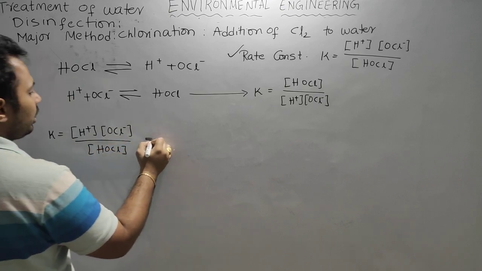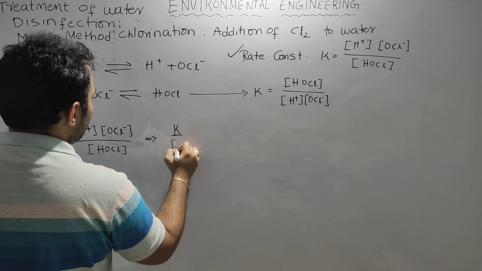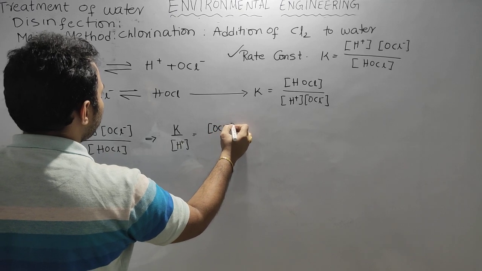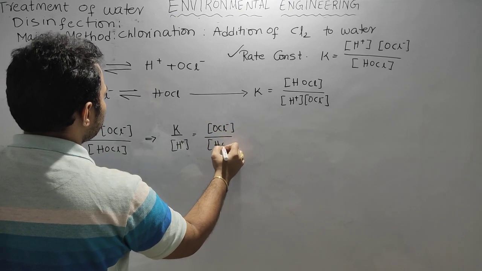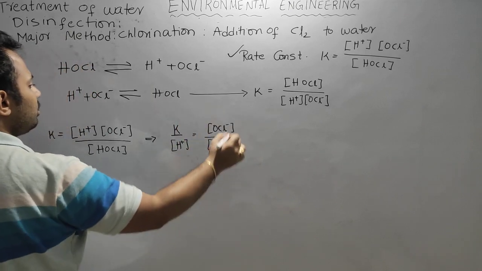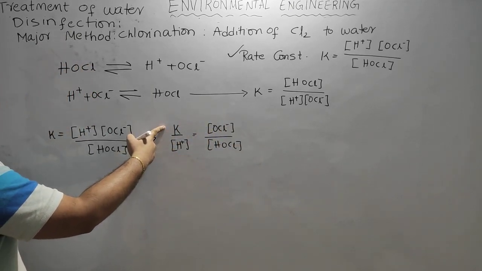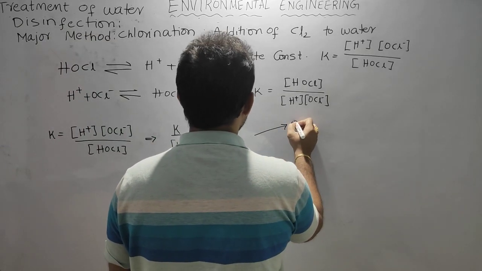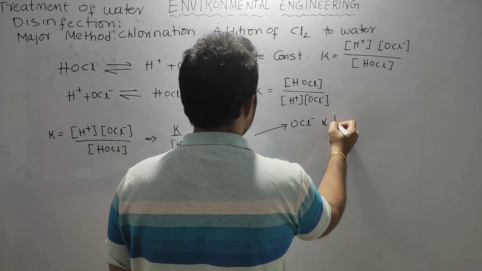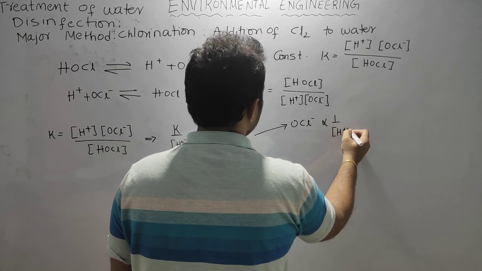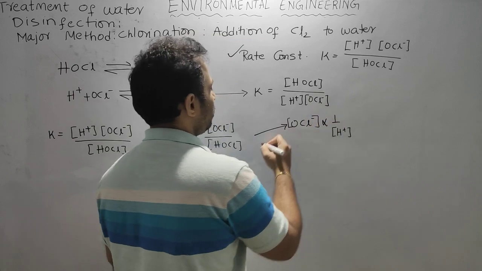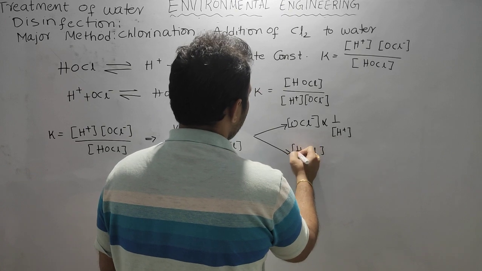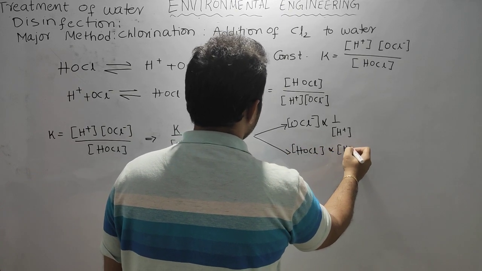Okay, so that means I can write this equation as K by H plus ion concentration is equal to OCl minus concentration by HOCl concentration. By looking at this equation we can derive that K is constant, so from this equation OCl minus is inversely proportional to H plus ion concentration, and HOCl concentration is directly proportional to H plus ion concentration.